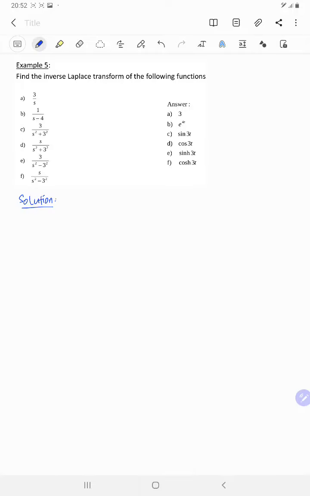Okay, the question is find the inverse Laplace transform of the following function. A, Laplace inverse of 3 over s. So what is the function? Okay, so the idea, as I have mentioned before this, you must look at the function at the bottom.